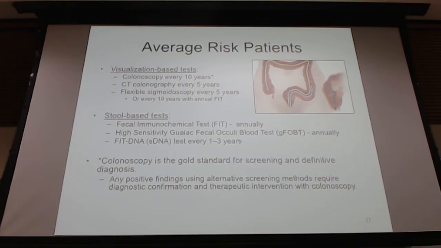Colonoscopy every 10 years. So, potentially sigmoidoscopy every 5, and then flex sig every 5, based on where they found lesions, determines what they need to go after in the future. And you have your stool-based tests. There's a FIT test. That's way better than a WIAC test. And they can do that annually. And then 1 to 3 years is that FIT DNA test.